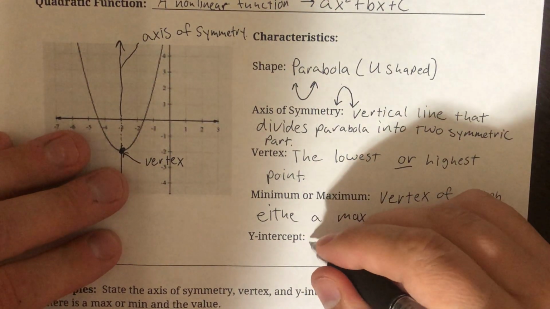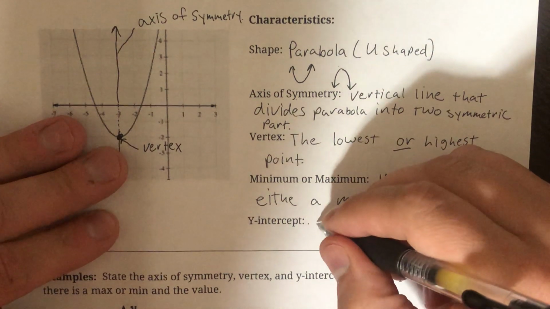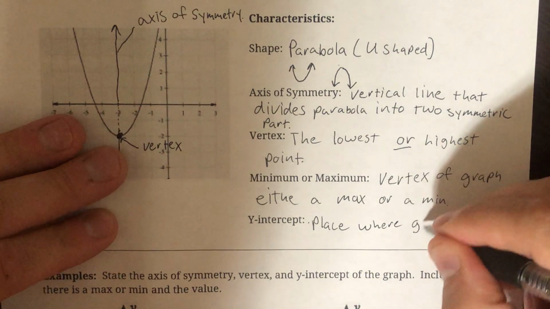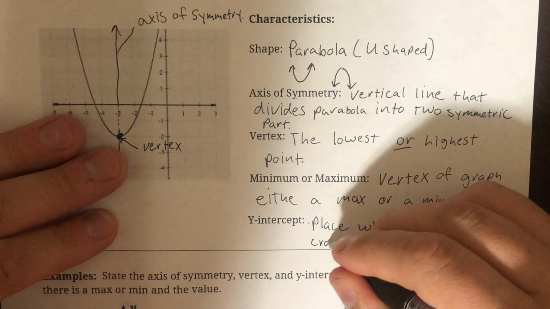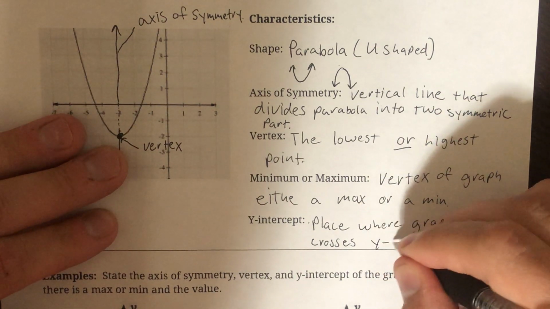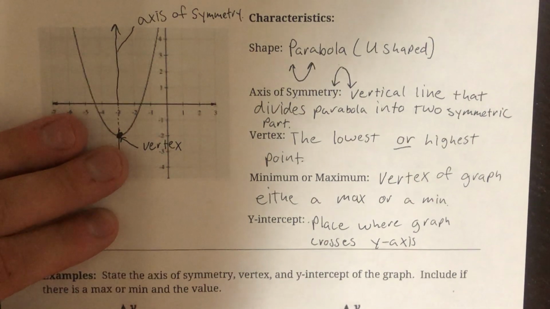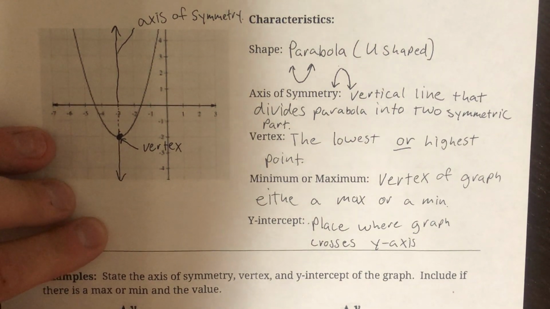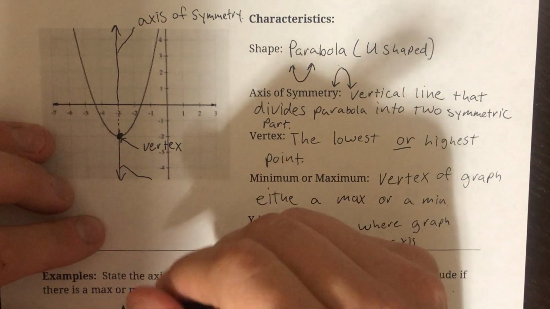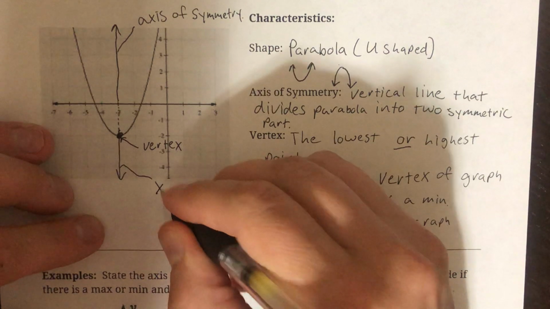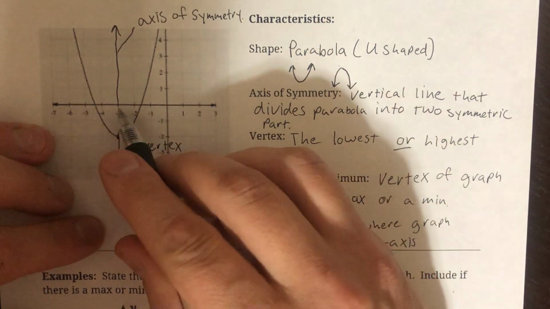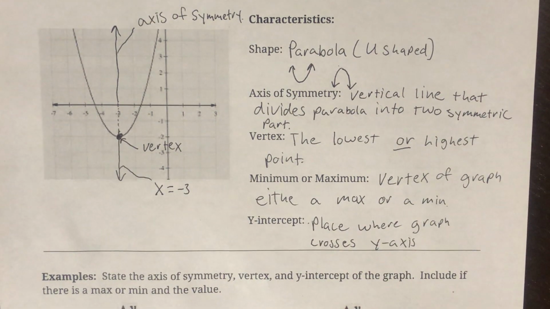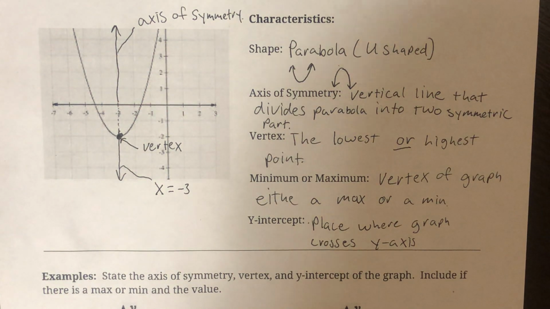And the y-intercept is the place where the graph crosses the y-axis. That's not overly imperative for our parabolas, but it is just one of those features that's kind of nice to know. One more piece with the axis of symmetry. Since it's a vertical line, we could always write the equation of it. In this case, vertical lines come in the form x equals, because it's the value of x, and x is equal to -3. Okay, so that's kind of the basics of the parabola.